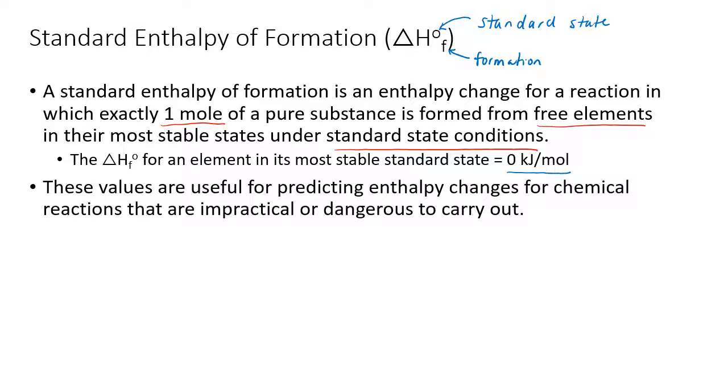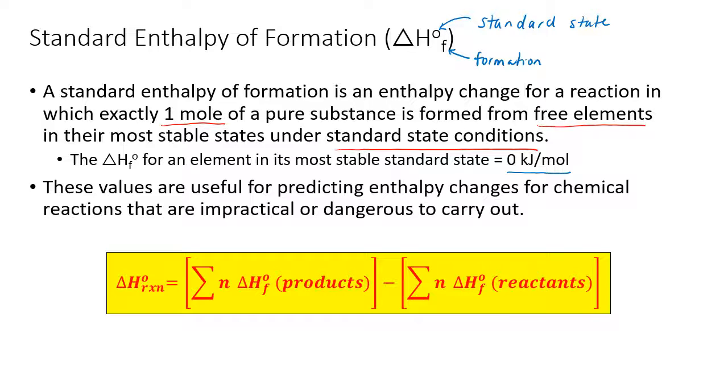We're going to use these values in order to determine the enthalpy of a reaction by following this formula. The heat of the reaction can be calculated by taking the sum of the heat of formation of the products times any coefficients from their balanced chemical equation, minus the sum of the heat of formation of the reactants, also times any balanced coefficients.